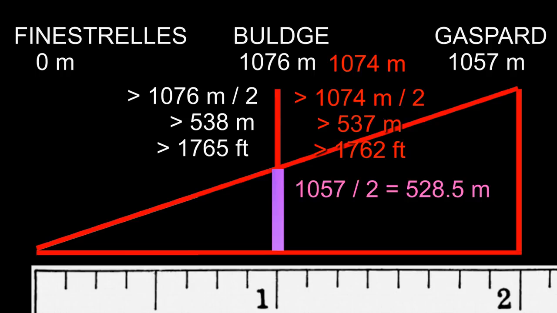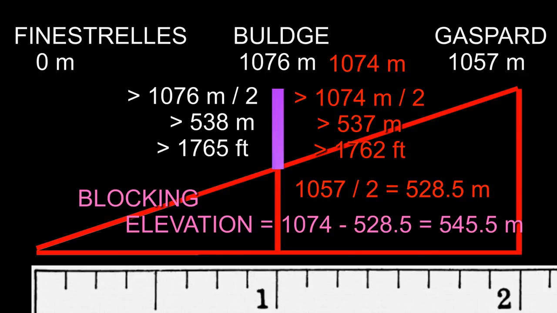Subtracting this product from the elevation of the bulge yields the total blocking elevation. 1074 minus 528.5 equals 545.5 meters. Total blocking elevation.